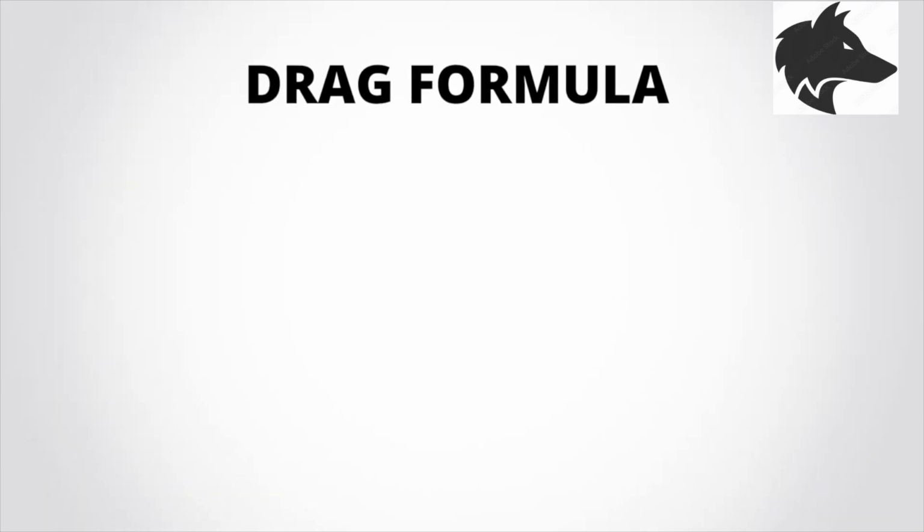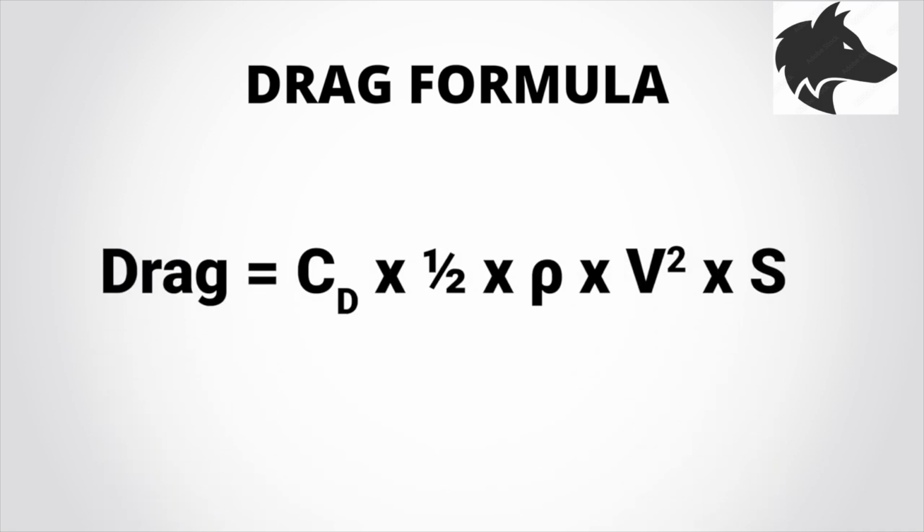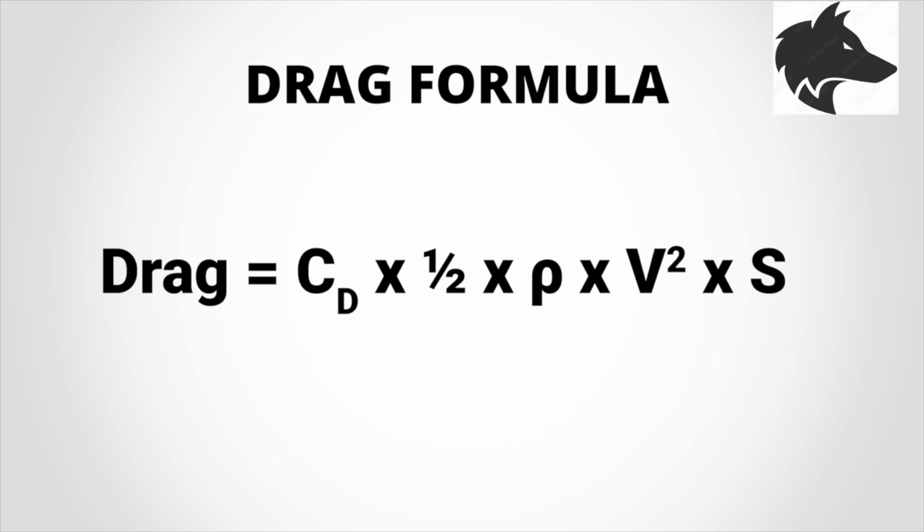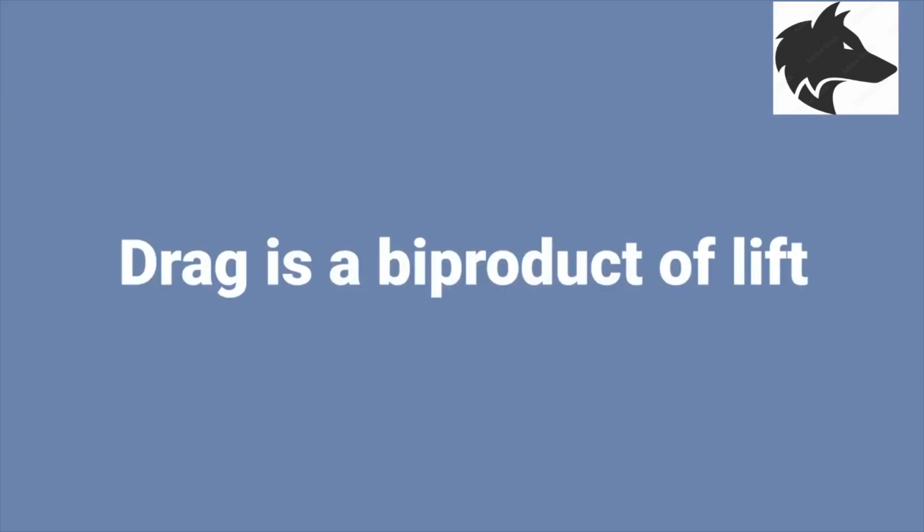Since you're already familiar with the formula for lift, I'll just go ahead and give you the formula for drag right away. Drag equals the coefficient of drag times half times rho times velocity squared times surface area. It looks just like the formula for lift, with the only difference being the coefficient of drag. This means if any of the above variables are changed, drag will change accordingly.